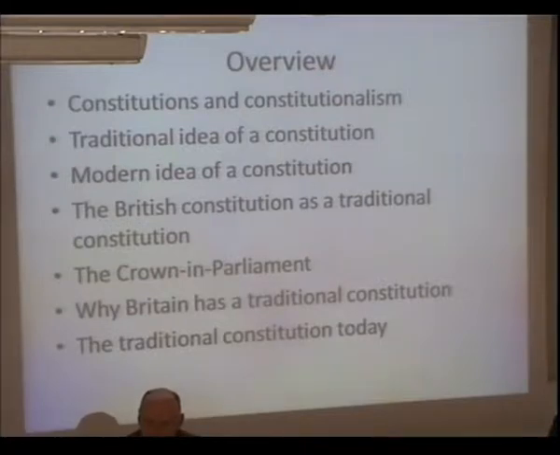So the rest of the time I will try to explain how the British think about the Constitution and the problems that we have today in continuing to think of our Constitution in a traditional way, given the pressures that we face. So what remains of the traditional constitution?